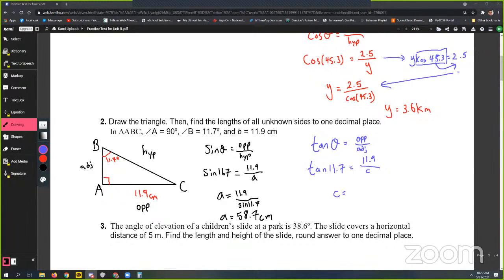Sa angle 8 is 90. Hindi ko to siya gets, girl.